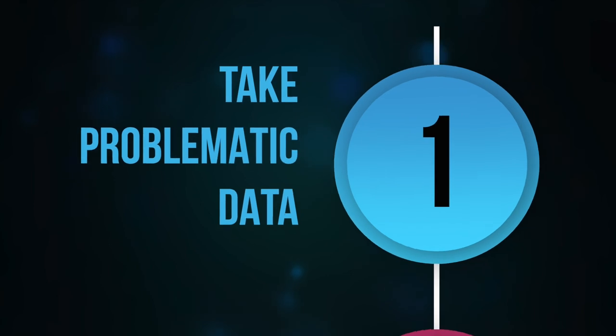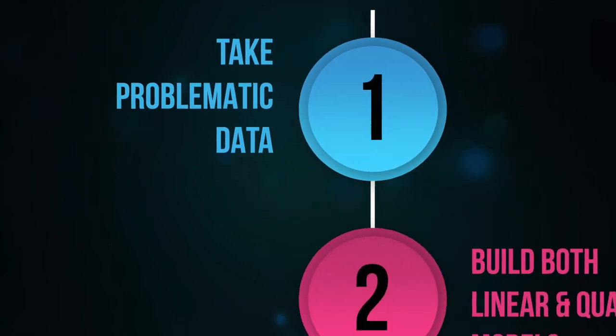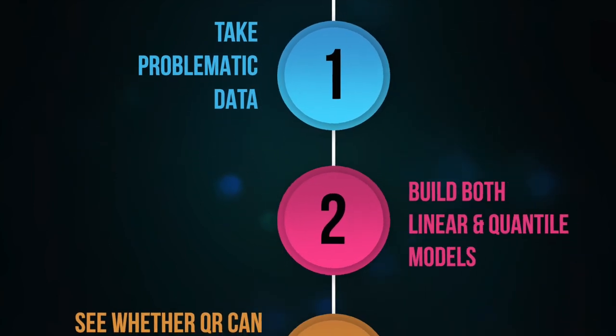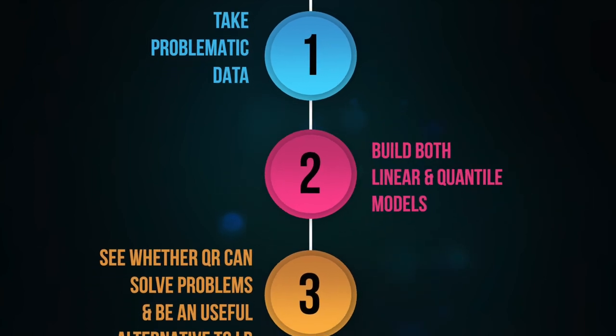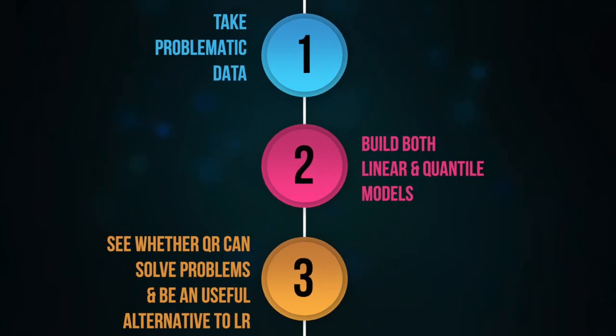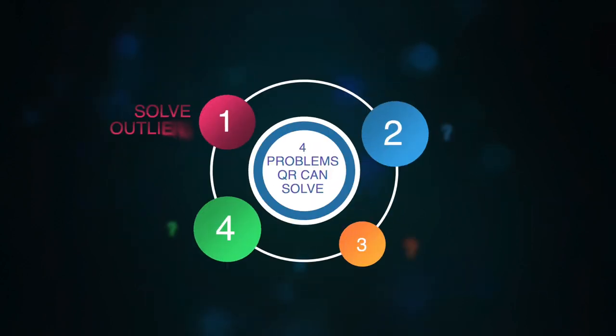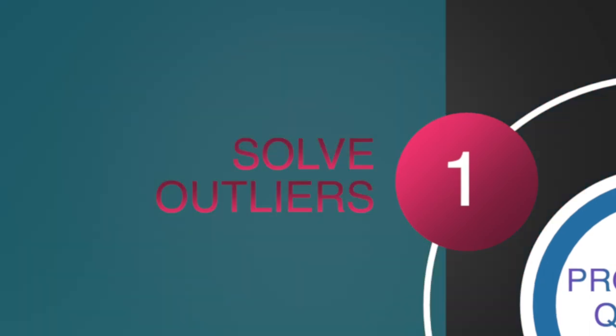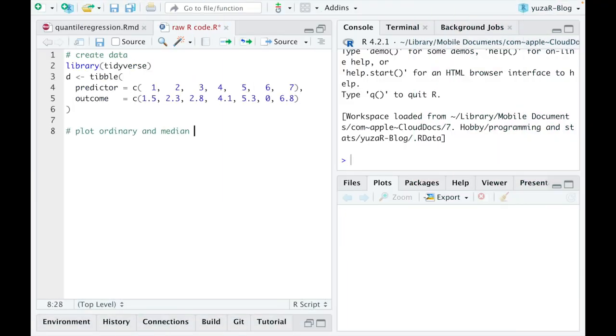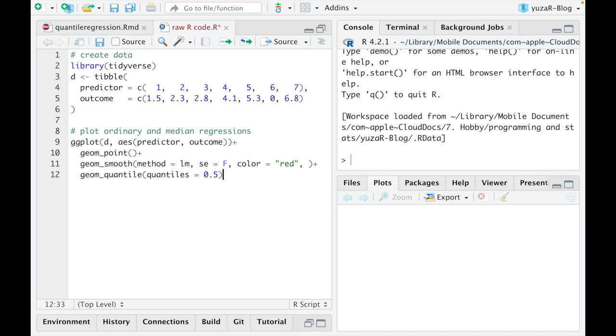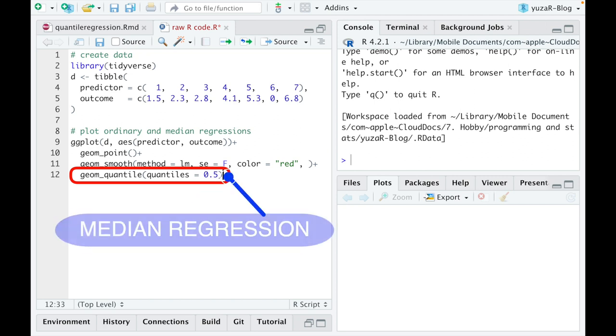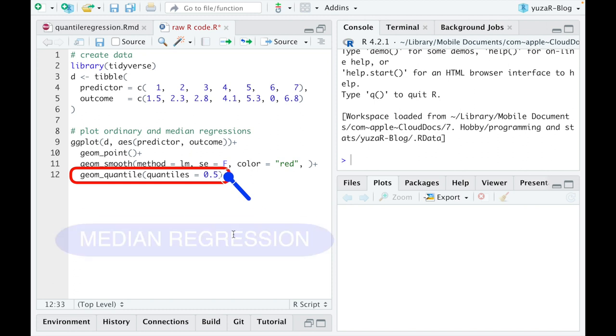So let's take problematic data, build both linear and quantile models, and see whether quantile regression can solve problems and be a truly useful alternative for ordinary linear regression. We'll first see how both models deal with outliers. For that, we'll create a small dataset with one obvious outlier and use the geom_smooth function to create a linear model and the geom_quantile function for a quick quantile regression with only the 0.5 quantile, which makes it a median-based regression.